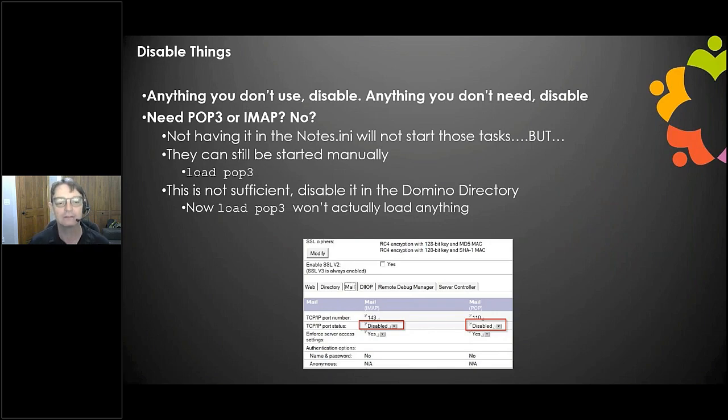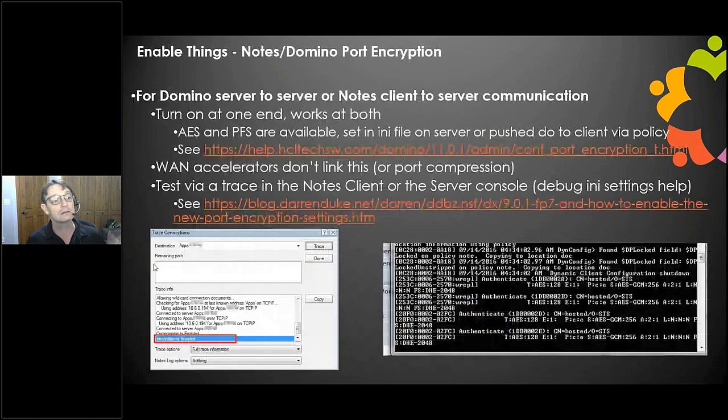If they're not started, so they're not in your server tasks in Domino, they don't start up at server time. But if they're not specifically disabled in the server document, I can still start them manually, either by a load POP3, or a program document that's loading them, or some other mechanism of starting a task in Domino. So please, please, please make sure that any protocol you are not using is set to be disabled. So you can disable things to enhance security. You can do the opposite. You can enable things to do security.